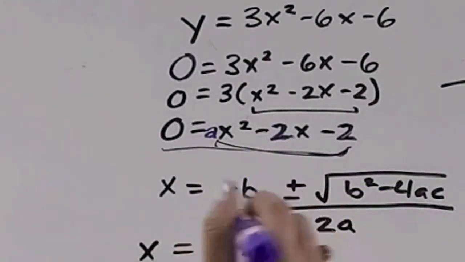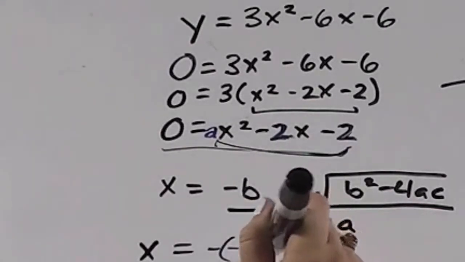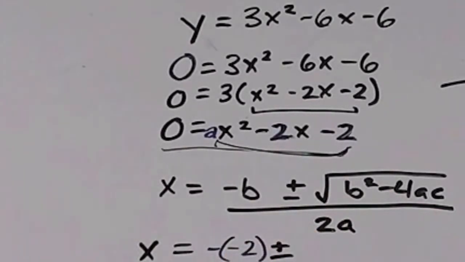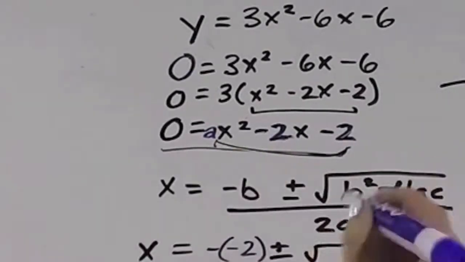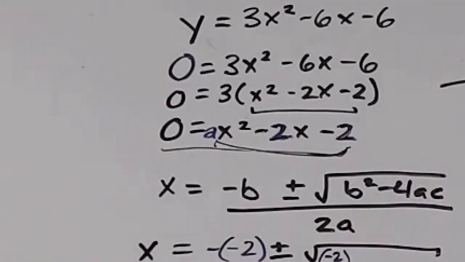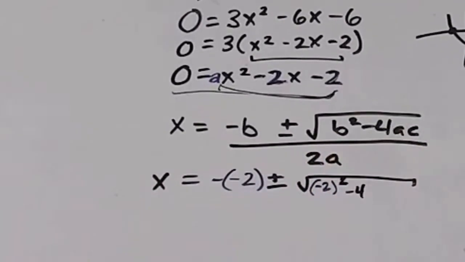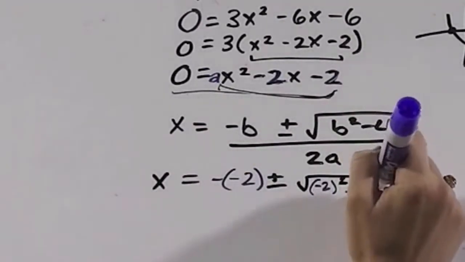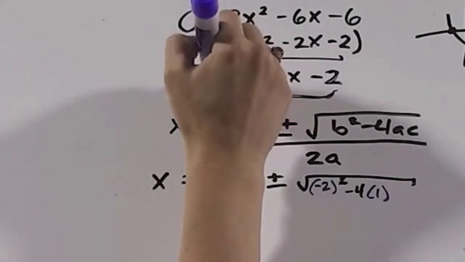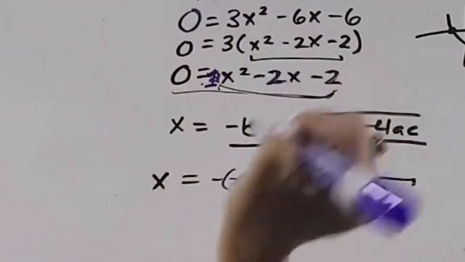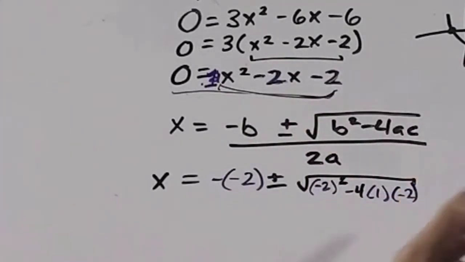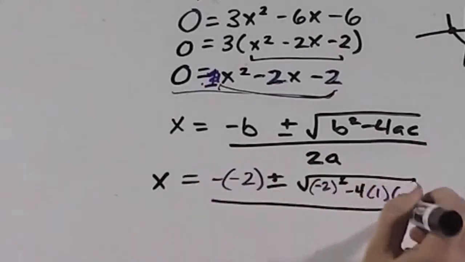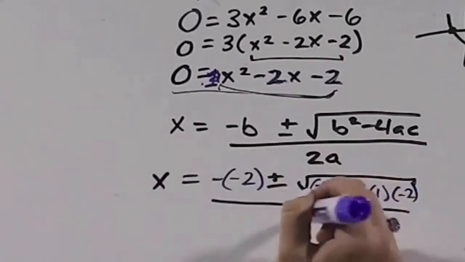So if we plug in that a, b, and c, we'll find that x is equal to negative negative 2, plus or minus, that means you could end up with two values, the square root of negative 2 squared minus 4 times 1, because that's a 1 there if there's no coefficient, times negative 2, all over 2 times 1.